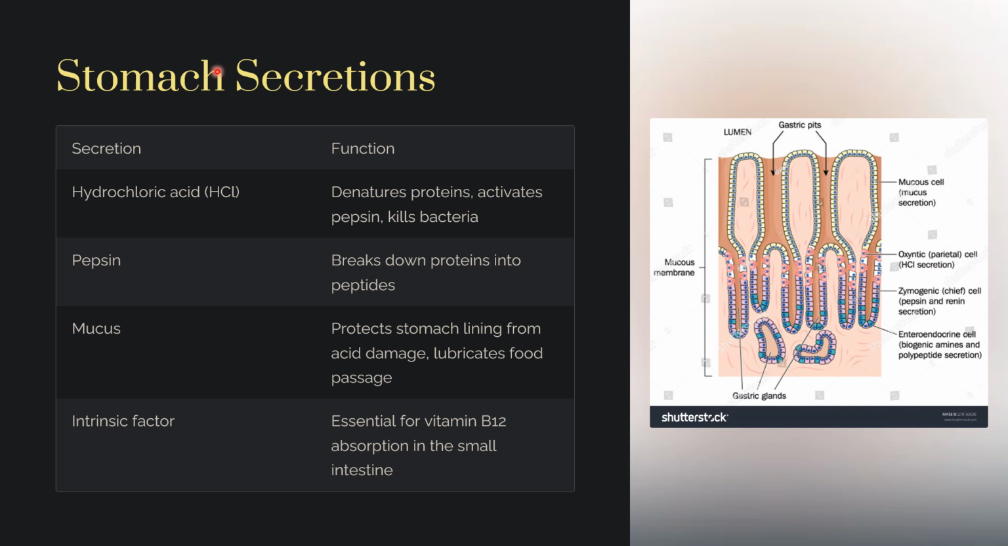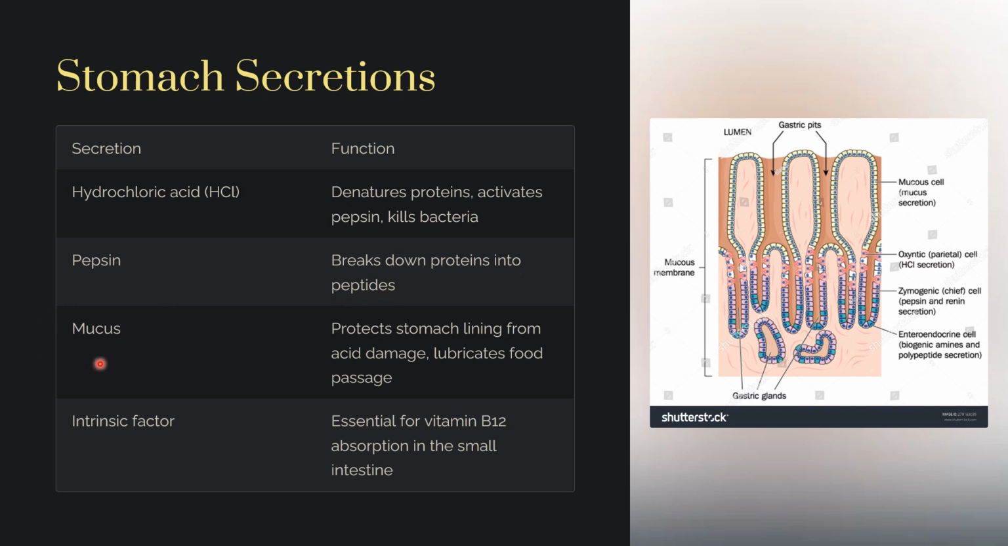Okay. What are the stomach secretions? We have seen already hydrochloric acid. Its function is to denature the protein and activate pepsin. It also kills the bacteria. Whereas another secretion is pepsin. Its function is to break down protein into peptides.